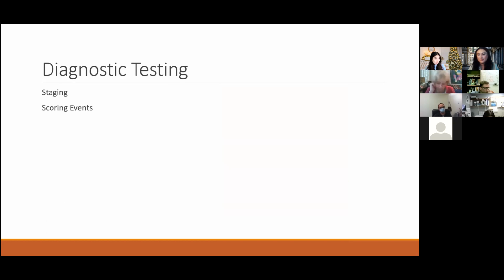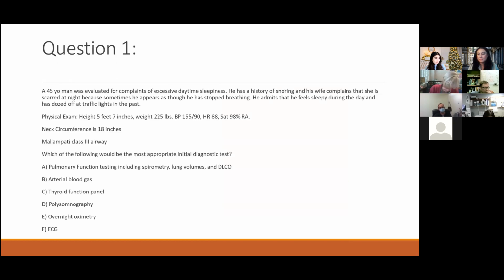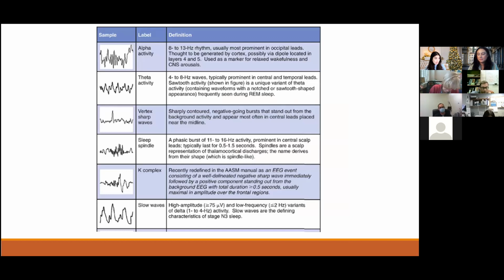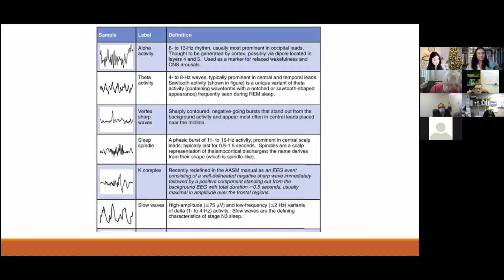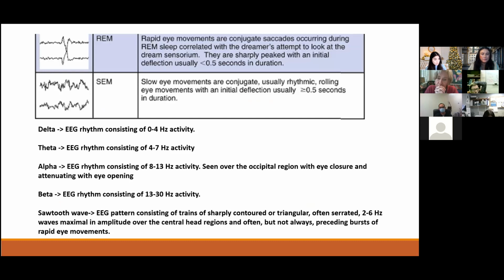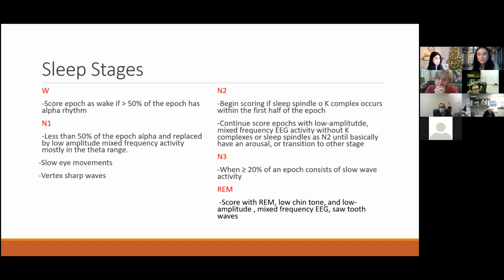So how do we diagnose people? The gold standard historically has been polysomnography. That's where you actually have to come into a sleep center and get hooked up with an EEG and a number of different leads measuring respiratory effort and looking at movements at night. And we look at these different EEG findings to help stage and score the different sleep states, whether it's wake, stage N1, N2, N3, or REM.